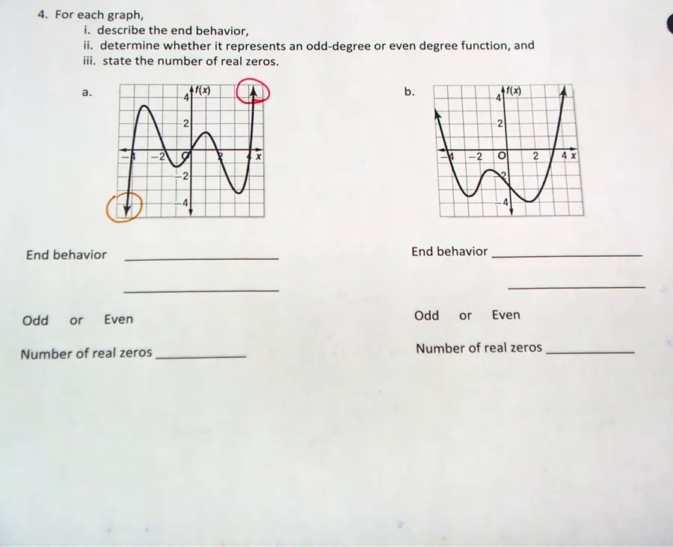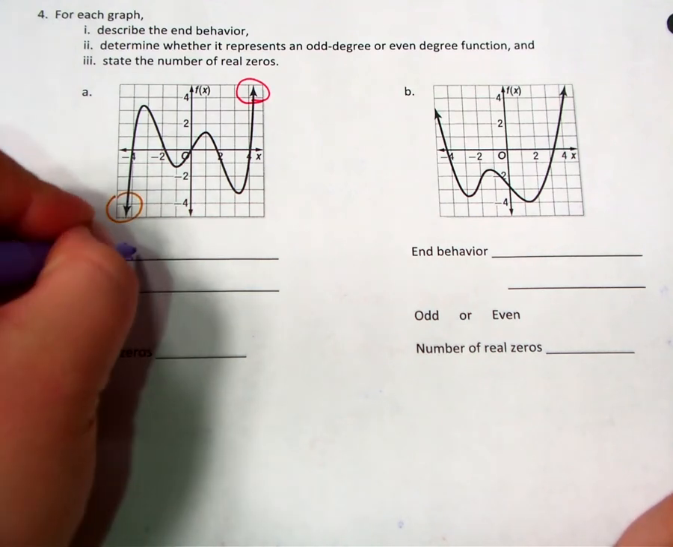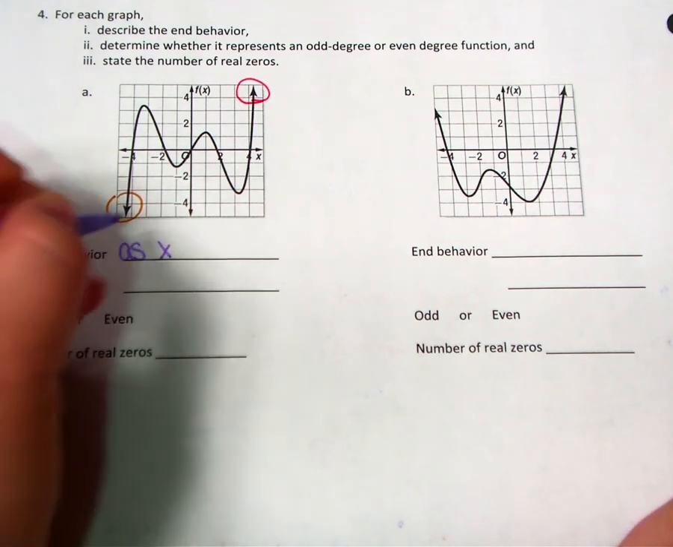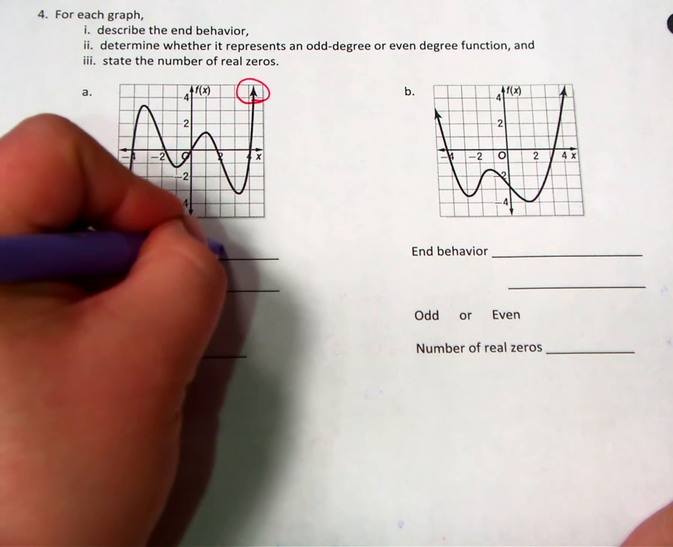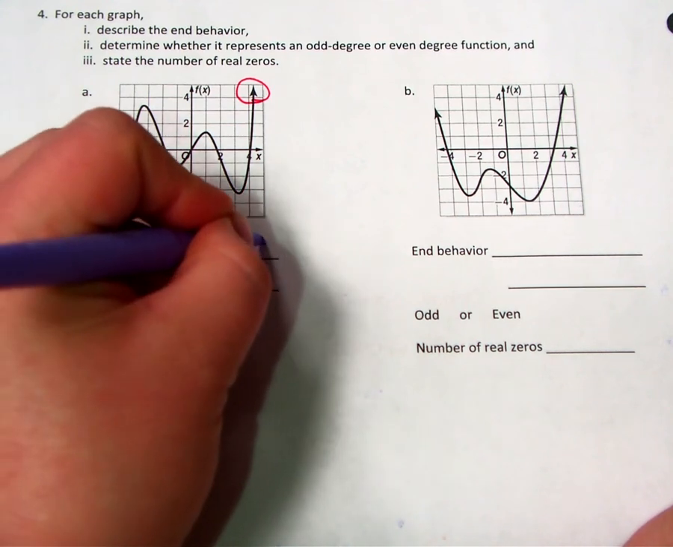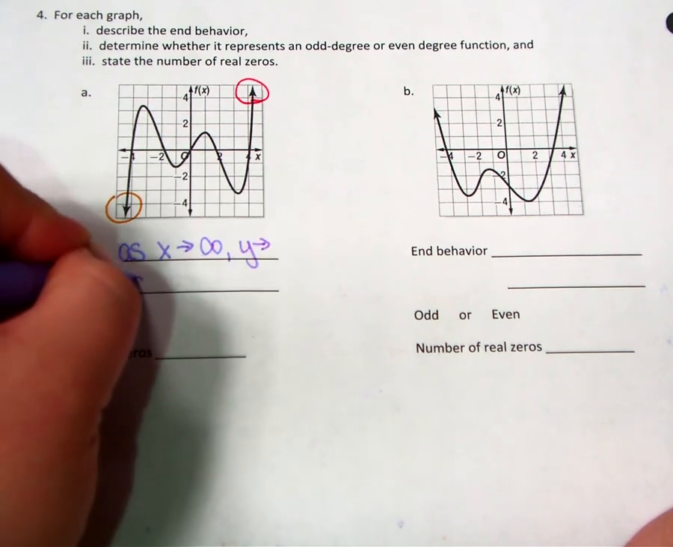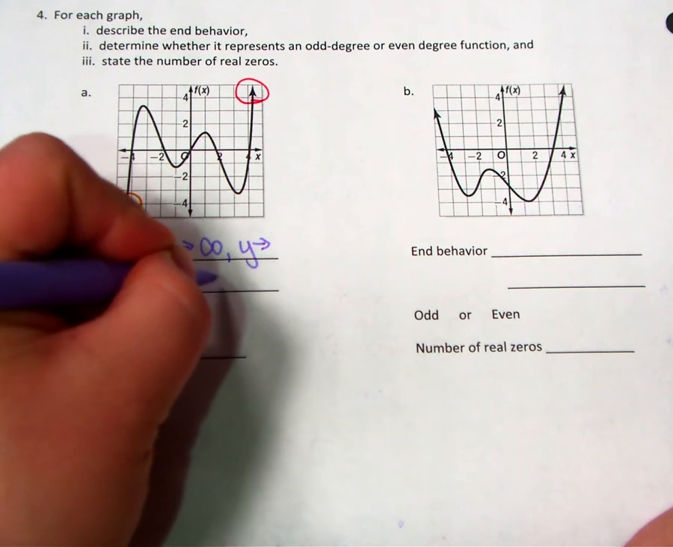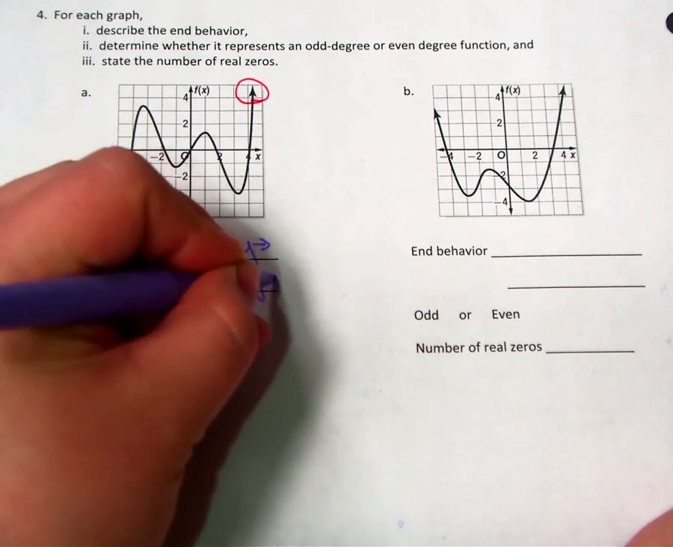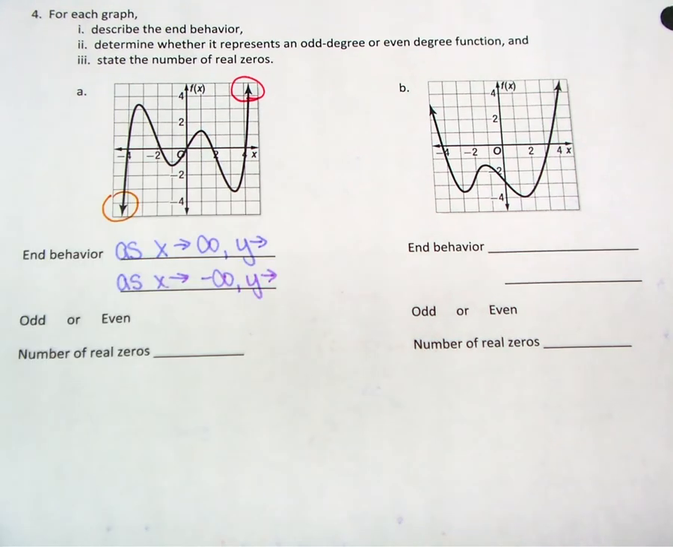So again, the first thing asks me to write and describe the end behavior. So we have to write that little thing that we have to memorize. As x approaches positive infinity, y approaches. As x approaches negative infinity, y approaches. That's just something we're memorizing as the beginning of the notation. Positive infinity is the right side of the graph. Negative infinity is the left side of the graph.